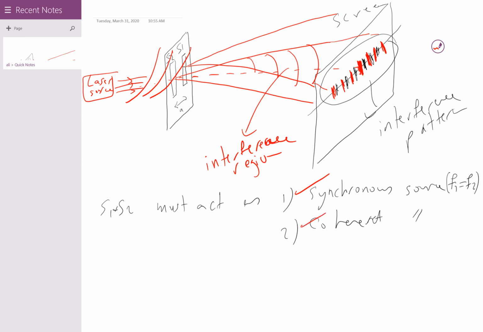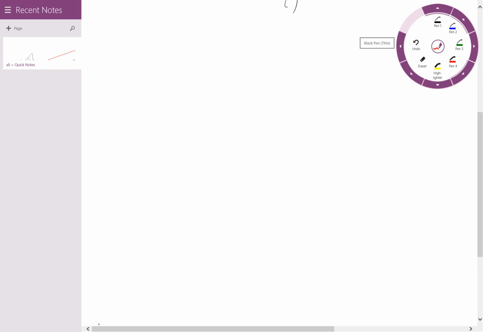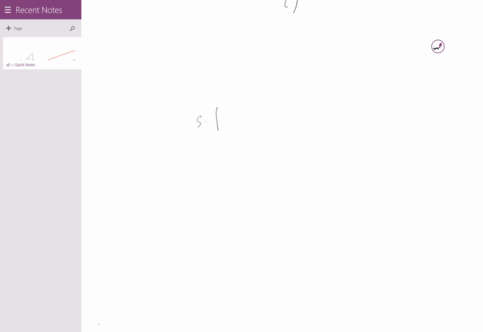coherent sources. What do we mean by coherent sources? By the way, in case of a laser source, the two sources S1 and S2 are coherent. But I'm going to speak in general. What do we mean by coherent sources? Forget for now that I'm speaking about laser sources. Let's speak about an ordinary light source. Suppose here we have slit S1, and here we have slit S2, and here we have the screen, and here we have an ordinary light source.